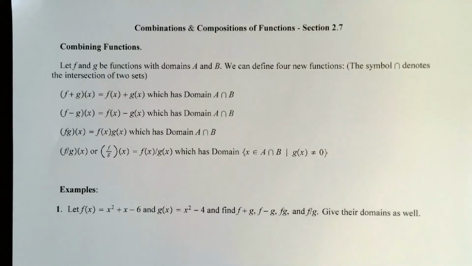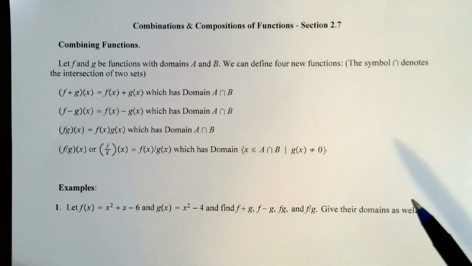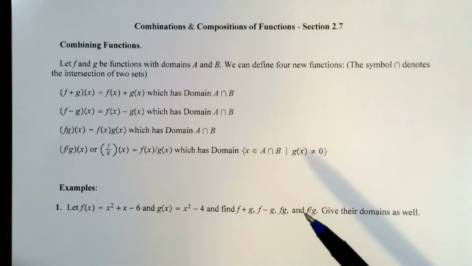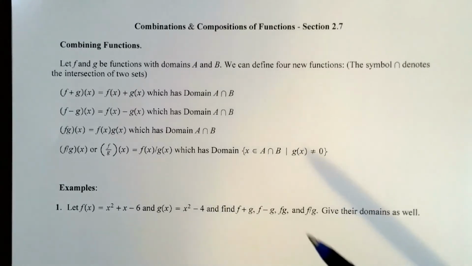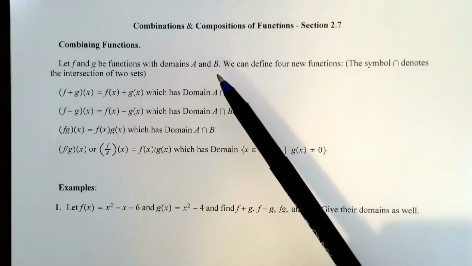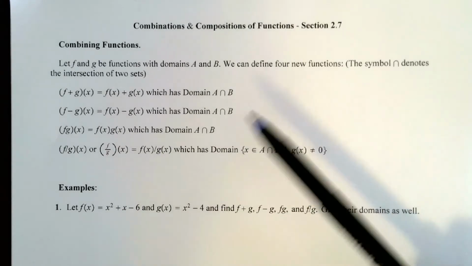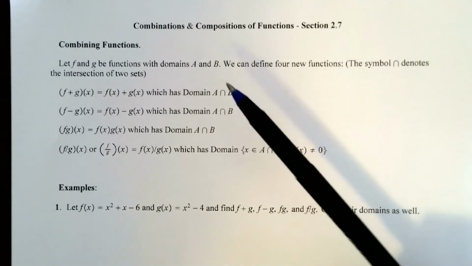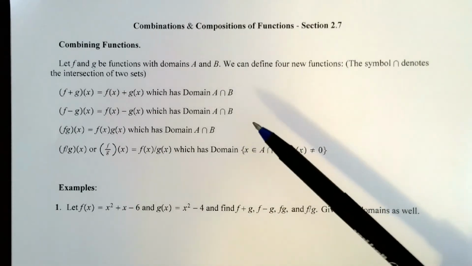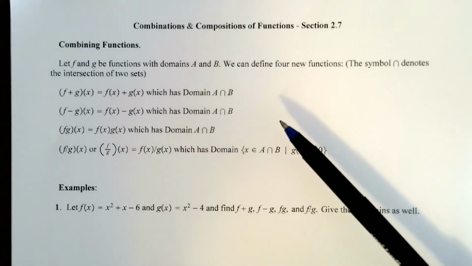So we first start with combining functions, which is fairly simple in terms of what's going on here. We start with 2 functions. We're calling them f and g, and the domains respectively are A and B. So the domain of the function f is A and the domain of the function g is B, just so we can talk about the domains of our created functions down below. We name those 2 domains. And so here are the 4 functions.